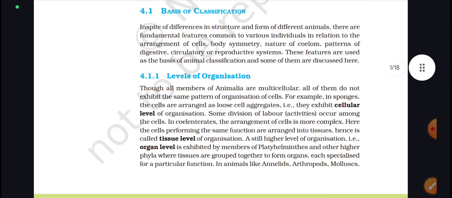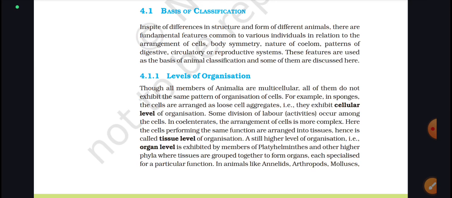Levels of organization. Though all members of Animalia are multicellular, all of them do not exhibit the same pattern of organization of cells. For example, in sponges, the cells are arranged as loose cell aggregates, that is, they exhibit cellular level of organization. Some division of labor activities occur among the cells. In coelenterates, the arrangement of cells is more complex. Here, the cells performing the same functions are arranged into tissues, hence it is called tissue level of organization.